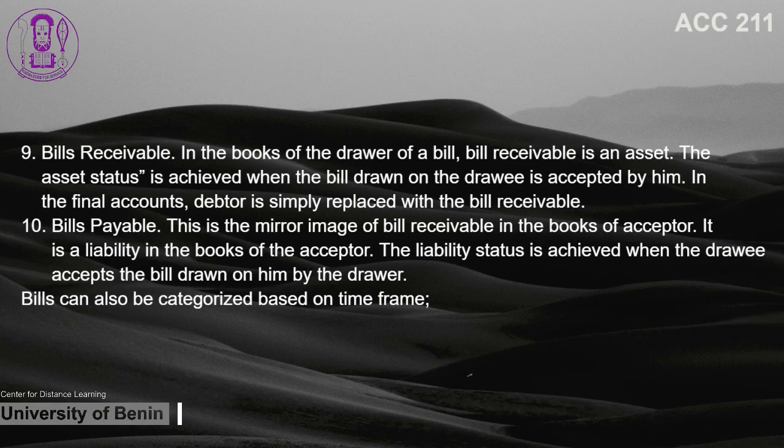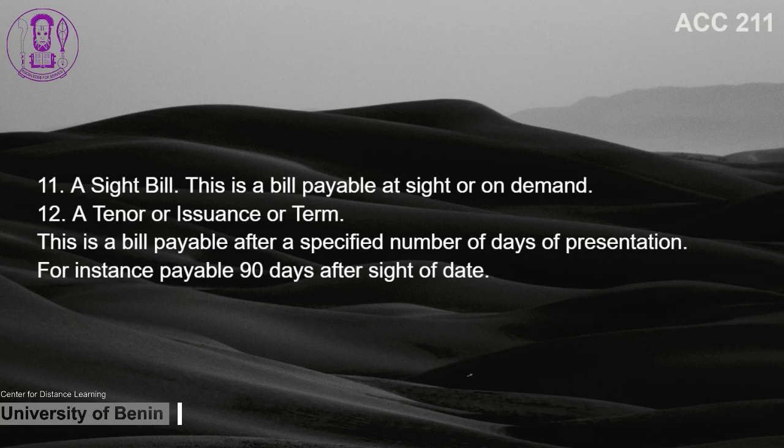10. Bills payable. This is the mirror image of the bill receivable in the books of the acceptor. It is a liability in the books of the acceptor. The liability status is achieved when the drawee accepts the bill drawn on him by the drawer. Bills can also be categorized based on the time frame. 11. A sight bill. This is a bill payable at sight or on demand. 12. A tenor or usance or term bill. This is a bill payable after a specified number of days of presentation. For instance, payable 90 days after sight of date.